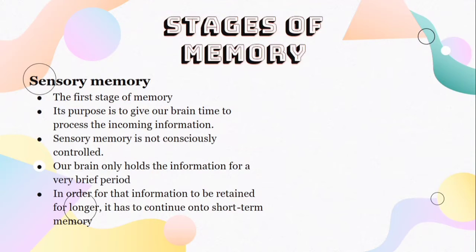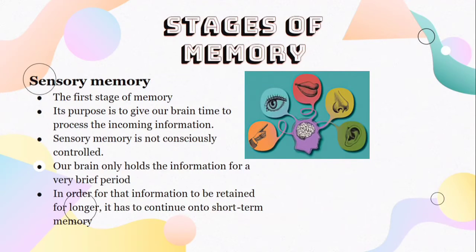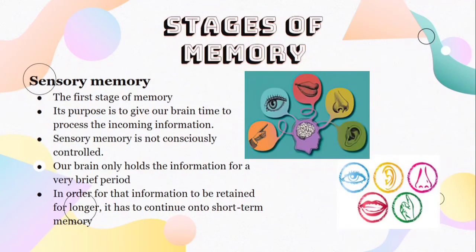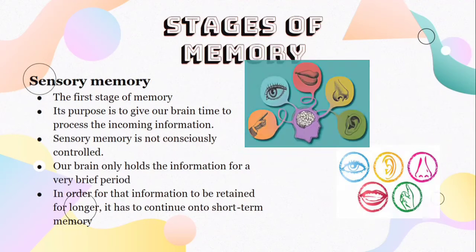Sensory memory is the first stage of memory. Its purpose is to give our brain time to process incoming information. Sensory memory is not consciously controlled. We subconsciously and continuously gather information from the environment through our five senses. Our brain only holds information for a very brief period of time, no longer than a second. In order for that information to be retained for longer, it has to continue onto short-term memory.